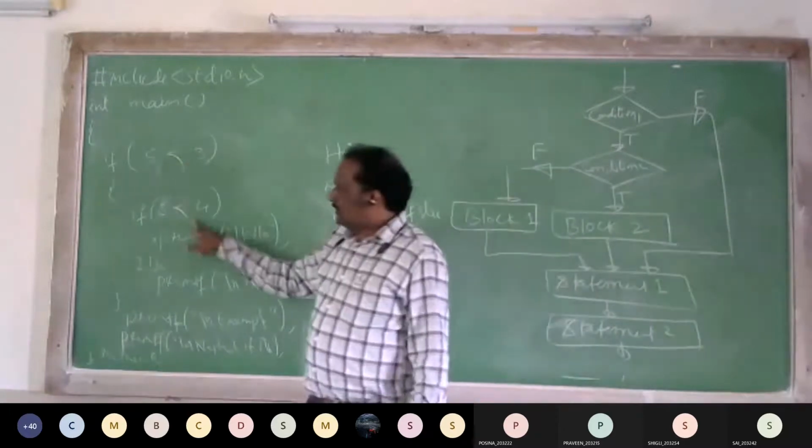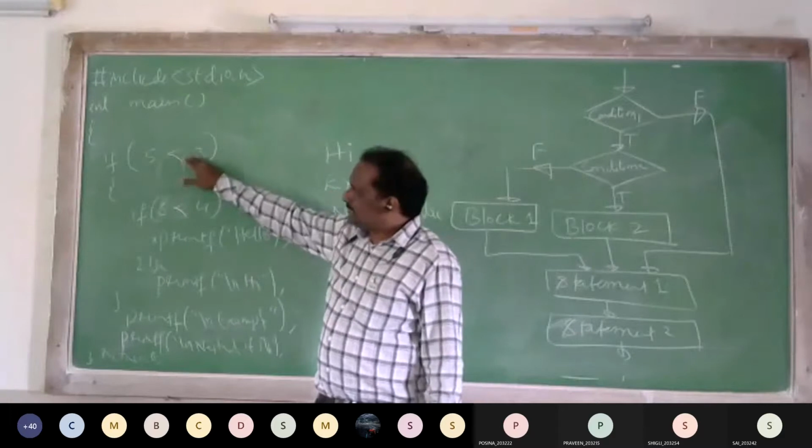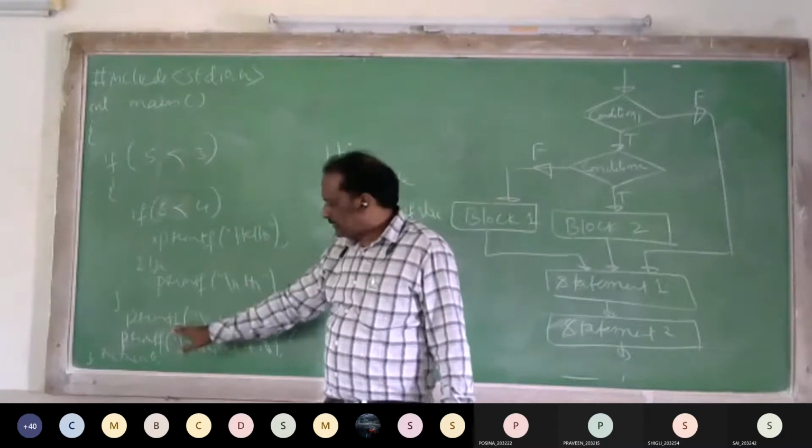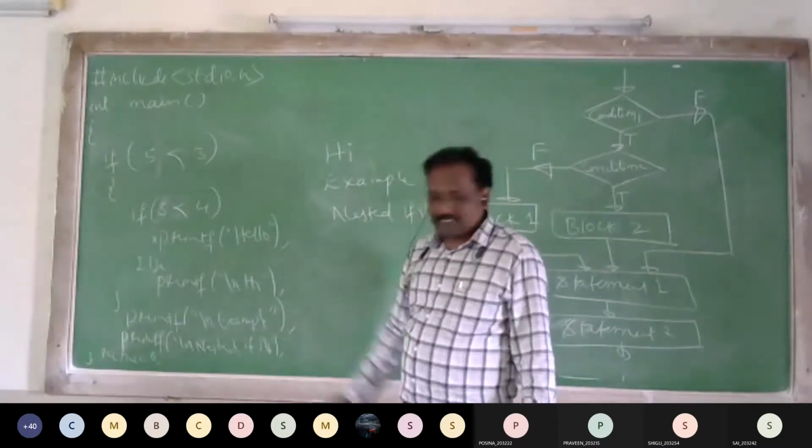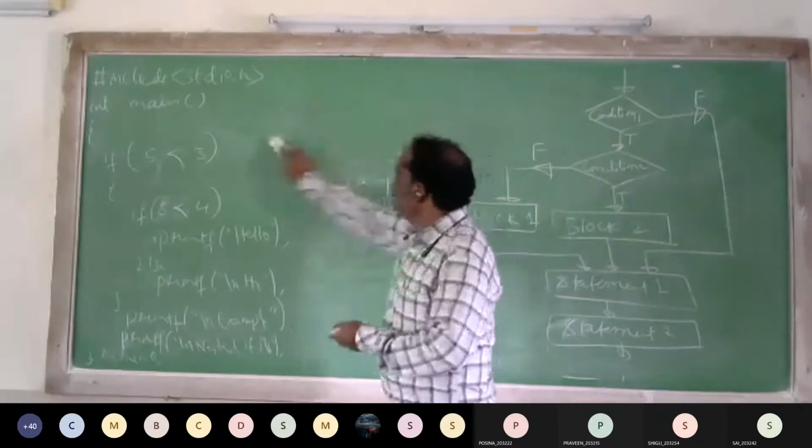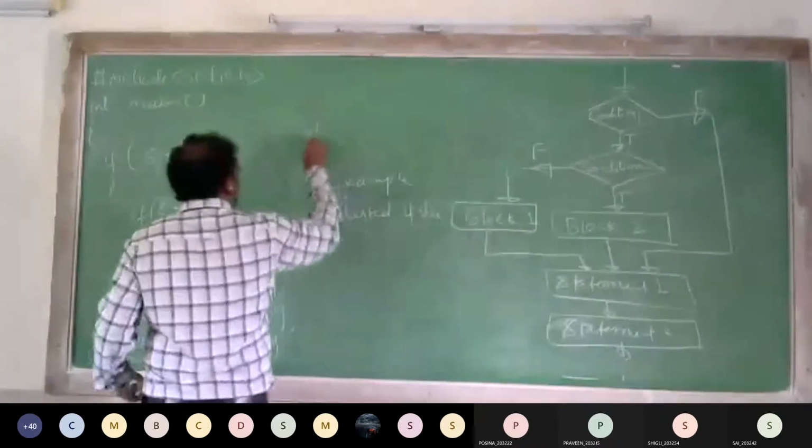So here this will not test condition 2. If the condition 1 is false, directly it will come outside. So what is the outside? Example, nested if else. So the output of this program will be example, nested if else.